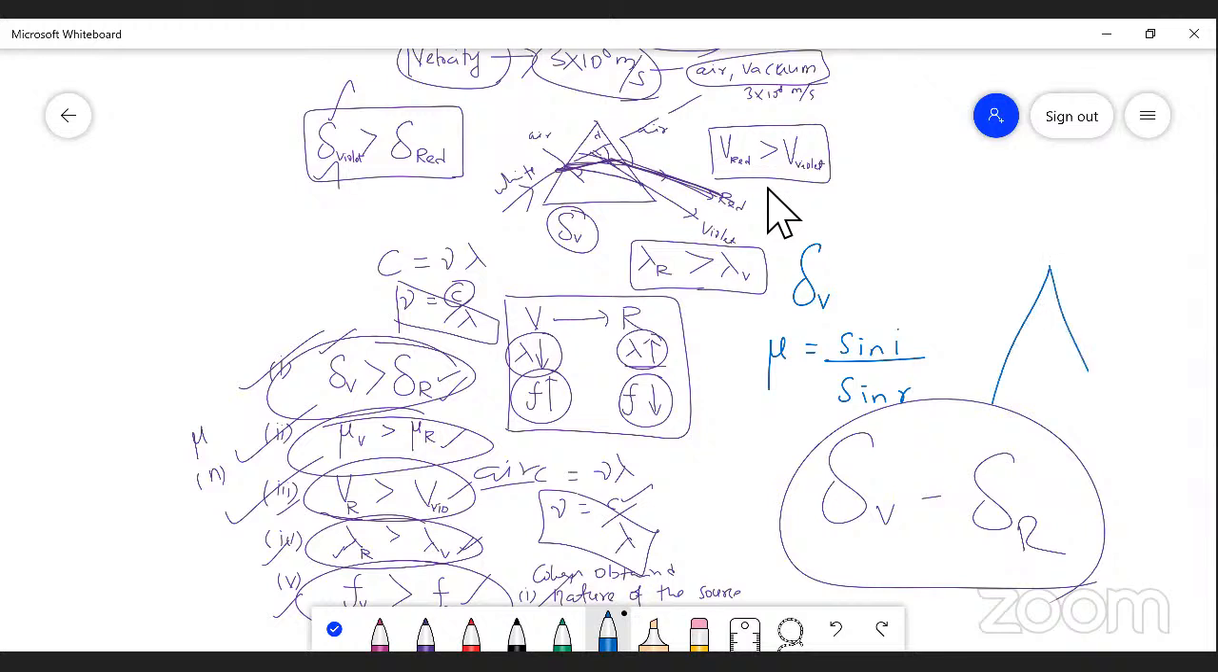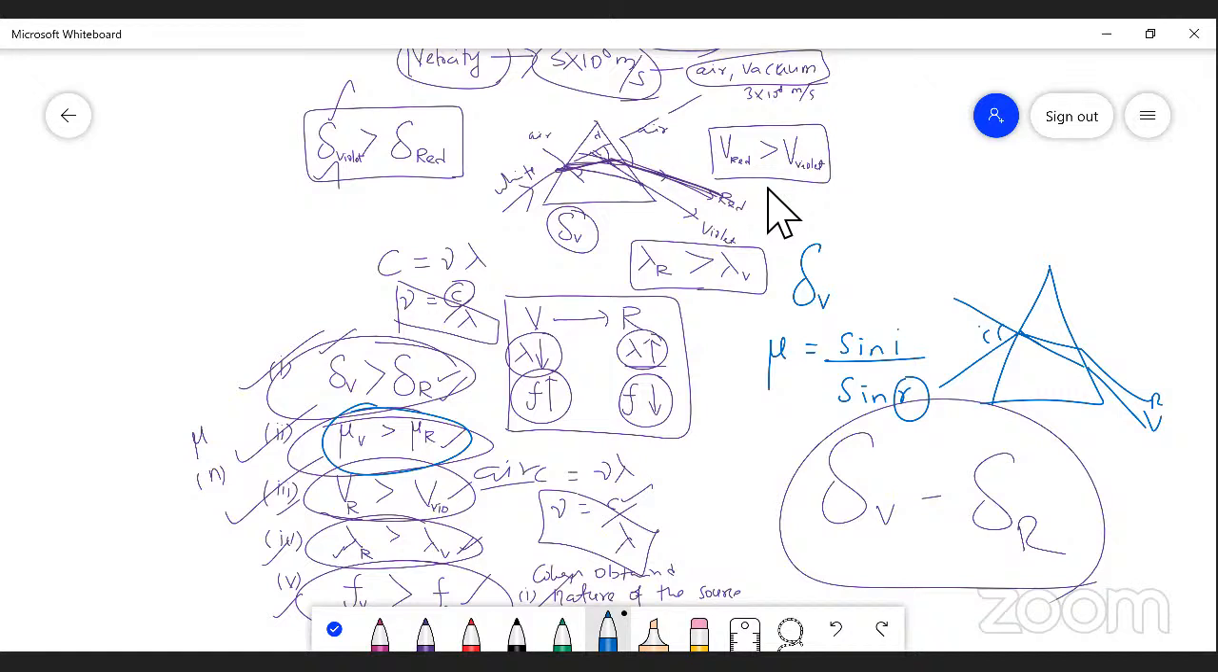Yes, sir. Very good. This is the incident light, splitting into violet to red. The angle of incidence is the same for all colors, but refraction is varied. Which one is the maximum refraction? Red color. Minimum refraction? Violet. Very good. That's why the refractive index is maximum for violet and minimum for red.